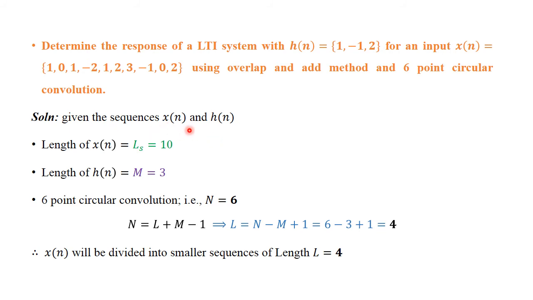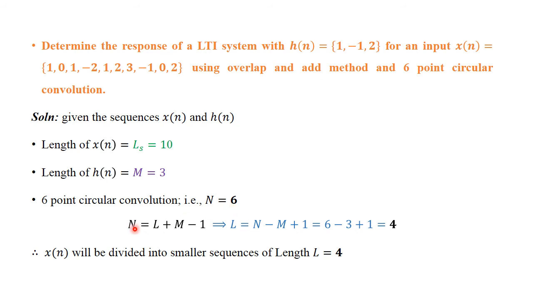Given the sequences x of n and h of n, first note down the length of x of n, that is Ls, which is equal to 10. So 10 values are there. Similarly, the length of h of n, capital M, is equal to 3, since 3 values are given. Now, 6-point circular convolution means the value of capital N is given, which is the size of the circular convolution we are going to perform. So N is equal to 6.